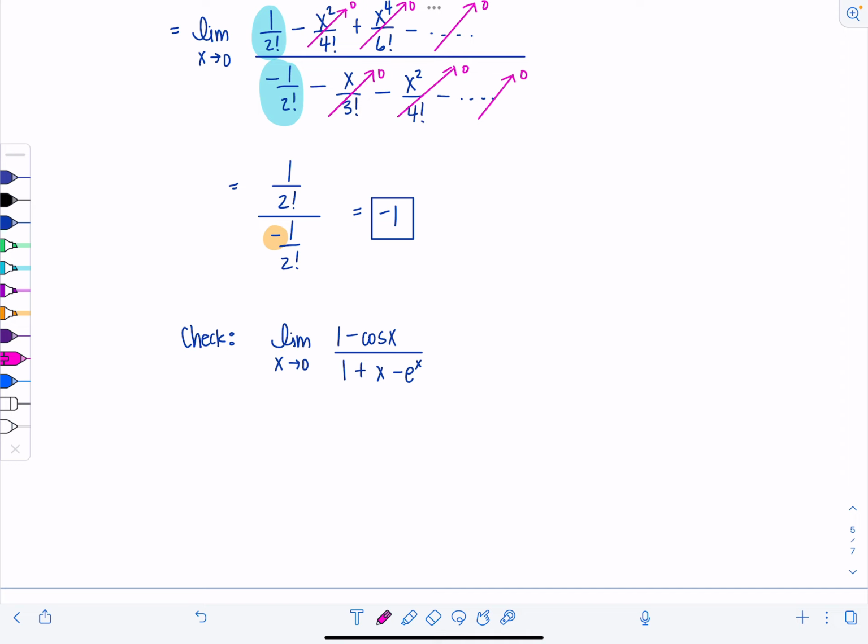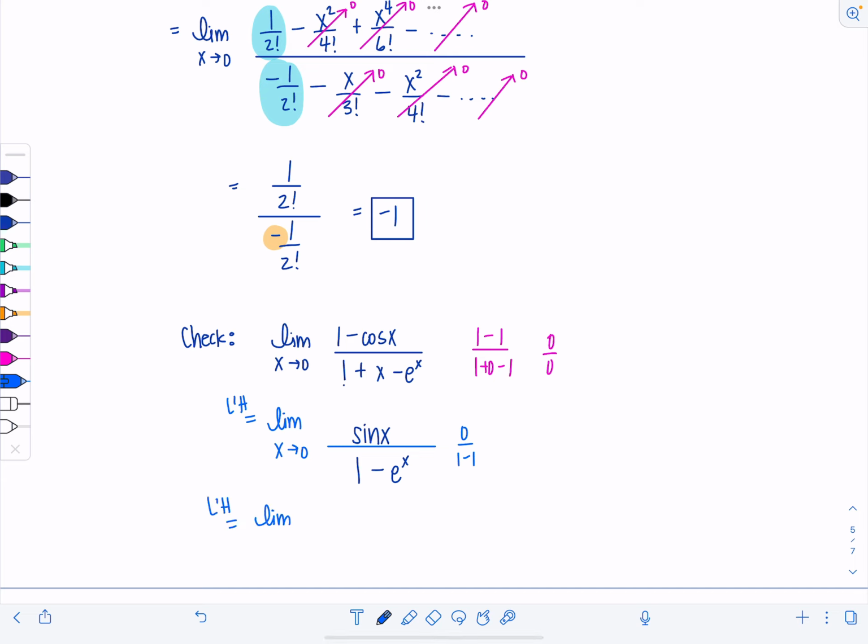If you try direct substitution, you have 1 minus cosine of 0, which is 1, over 1 plus 0 minus e to the 0, which is 1. We have 0 over 0, so we can use L'Hopital's rule. So this is the limit as x approaches 0. Derivative of 1 is 0. Derivative of negative cosine x is positive sine x. Derivative of 1 is 0. Derivative of x is 1 minus, this is e to the x. Can I plug in 0 for x? I'm going to have 0 over 1 minus 1. Nope, no good still. So one more L'Hopital's rule iteration, and I think we should be good.